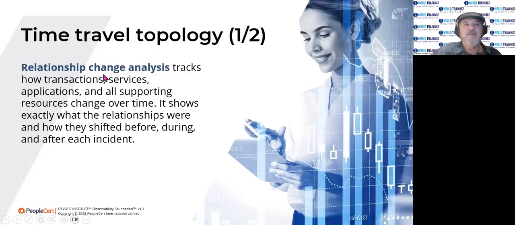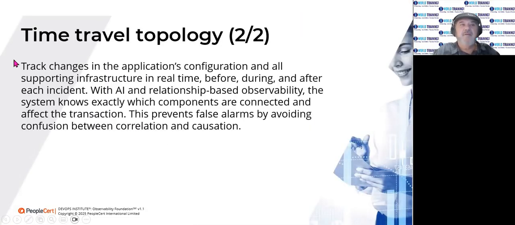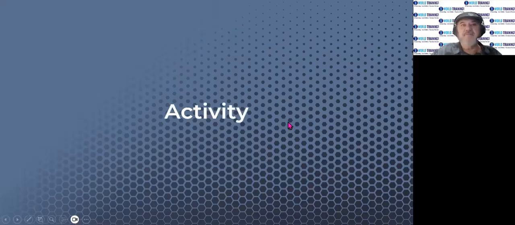The relationship change analysis tracks how transaction services, applications, and supporting resources change over time, showing exactly what the relationships were at any point in time and how they shifted before, during, and after each incident. That can track changes in the application's configuration and all the supporting infrastructure in real time, again, before, during, and after each incident. With AI and relationship-based observability, the system knows exactly which components are connected and affect the transactions, preventing false alarms by avoiding confusion between correlation and causation.